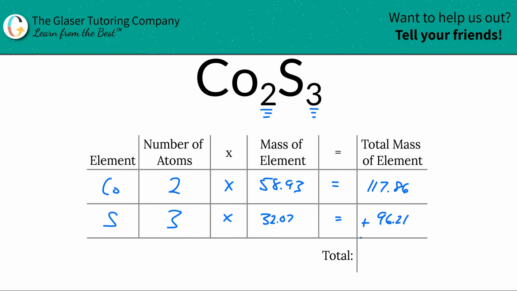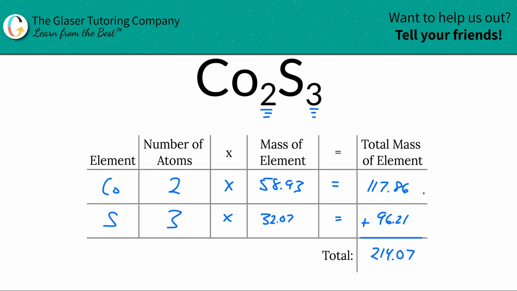And to find the mass of the entire compound, guess what all you've got to do? Add the column together. All right. So this is 214.07. So here's the total mass of cobalt-3 sulfide. Now all we have to do is find the percent of each element. And it's going to be very straightforward from here.